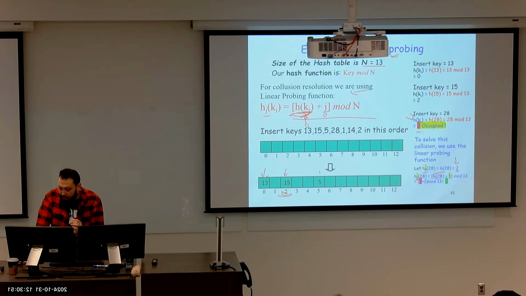I'll always have the H(k) plus the J, which is here. J is based on this one here, the 1 plus 1. So that's 2 plus 1, 3. That I end up with 3.